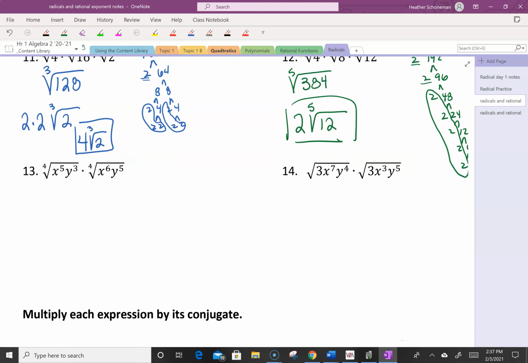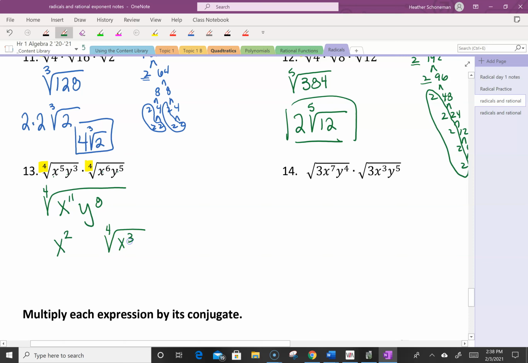Now, 13 and 14 work the same way even though they're variables. So because the root is the same, I can multiply them. But when I multiply variables, I add the exponents. So I have 5x's and 6x's for 11x's, 3y's and 5y's for 8y's. Now it's the 4th root, so I'm looking for groups of 4. So in 11, there are 2 groups of 4, which gives me 8, and then there's 3 left over. In this 8, there are 2 groups of 4 and none left over, so that's my final answer.